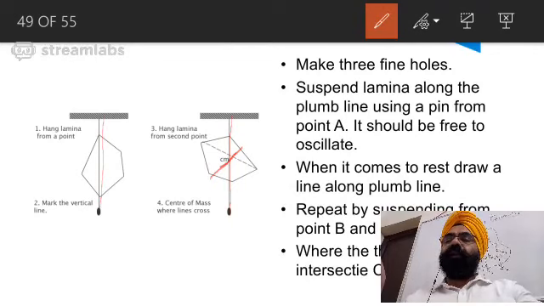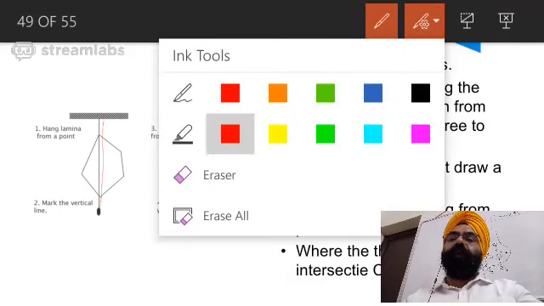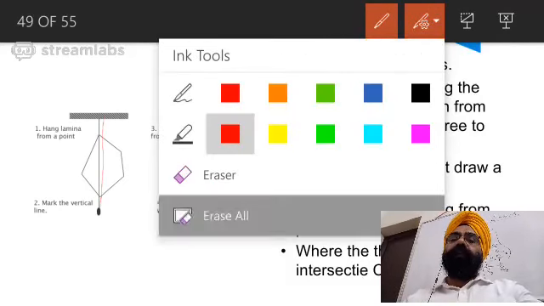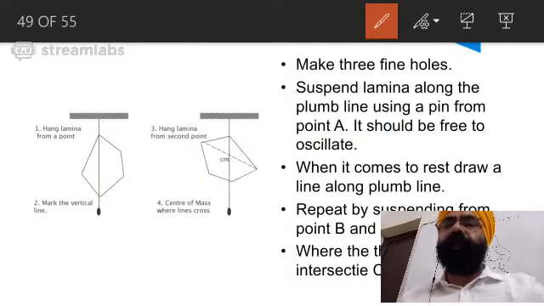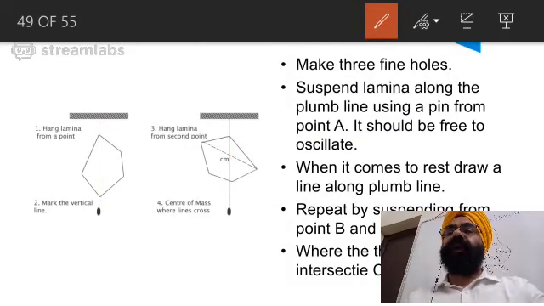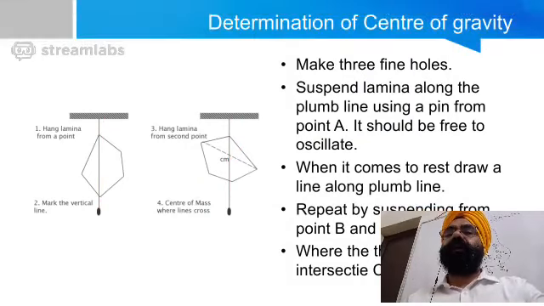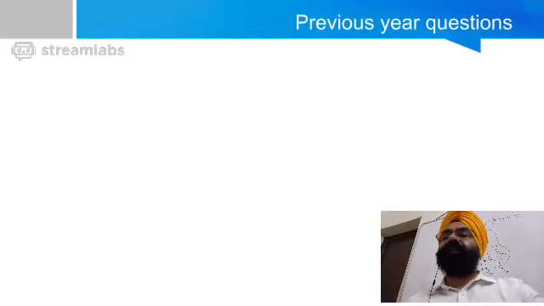Spellings of intersect are wrong, okay. There, that is the center of gravity of this irregular body. Clear, everybody? No doubt in this. This was a very short, simple topic, and we have covered it. You can leave your queries in the box and I'll surely answer them, okay.